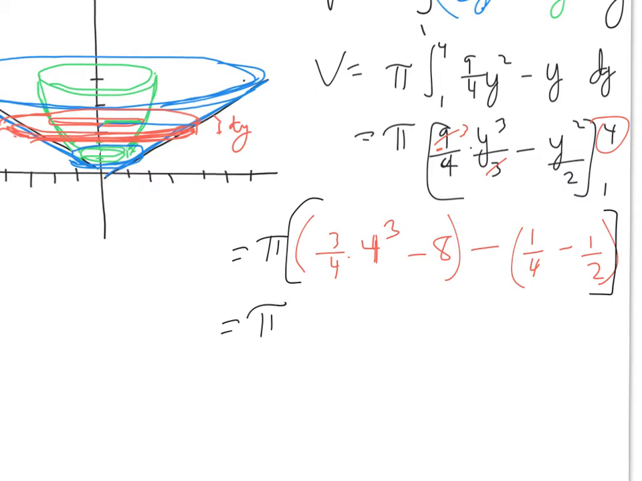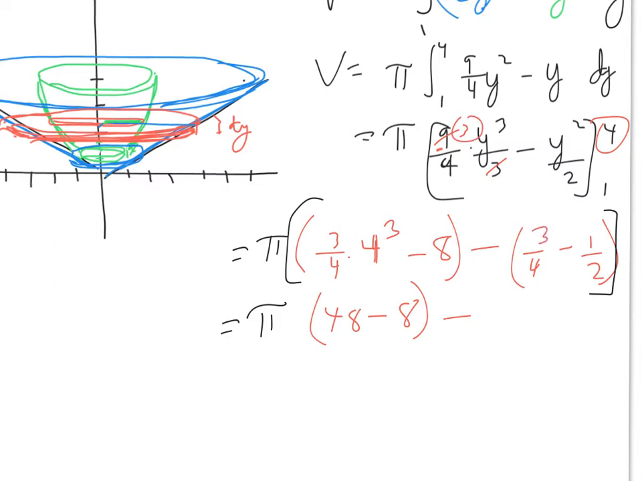3/4 times 4 cubed. 4 times 4 is 16, times 4 is 64, divided by 4 is 16. So 3 times 16, I'm getting 48 minus 8 minus 1/4 minus 1/2. I'm sorry, that's 3/4. I made a mistake right here, because I canceled my 9 and 3, but had a 3 right there, so that's a 3/4 minus 1/2.